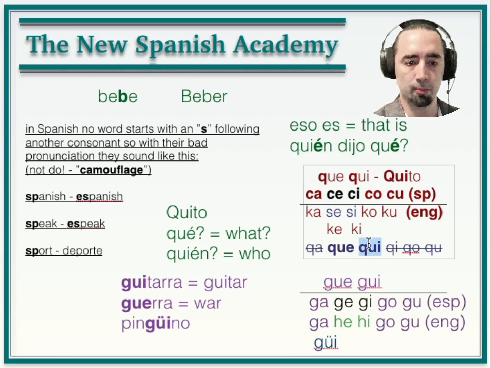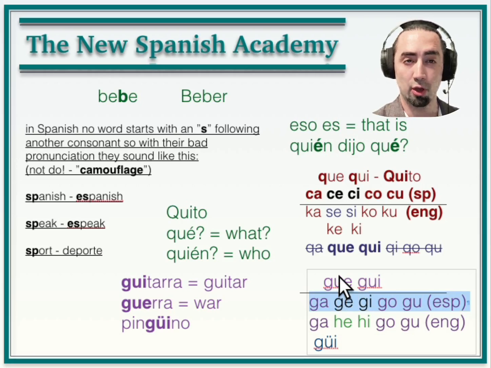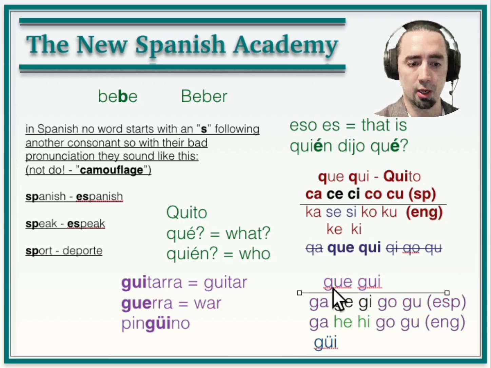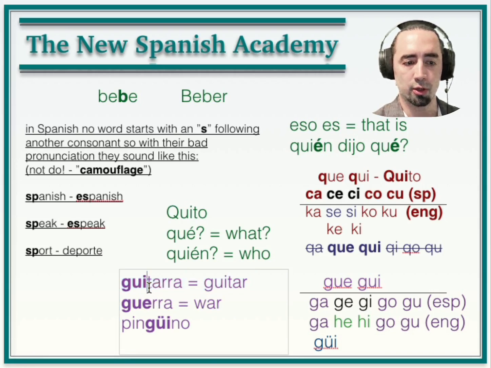Q-U-E, Q-U-I. And the same thing goes with the G, alright? You say ga, he, hi, go, gu. And then if you want to say ge, gi, then you write G-U-E, ge, and G-U-I, gi. Like for example, the word for guitar is guitarra. You don't say it the English way, you say guitarra. Or the word for war, which is guerra.